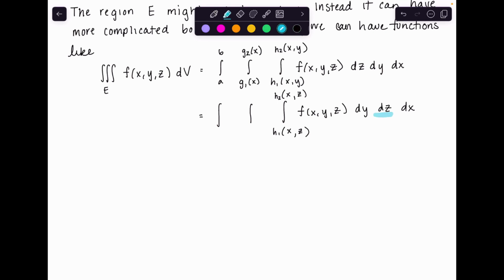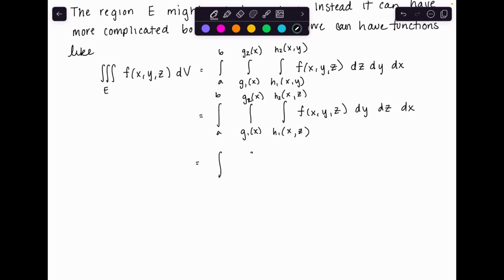Moving on to the middle piece, that can only depend on x. So here, this can be a function of x. This can be a function of x. That should be g2. And then the last bound, always the nicest, it's some constants.